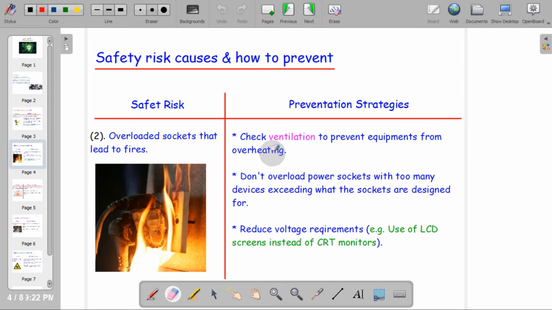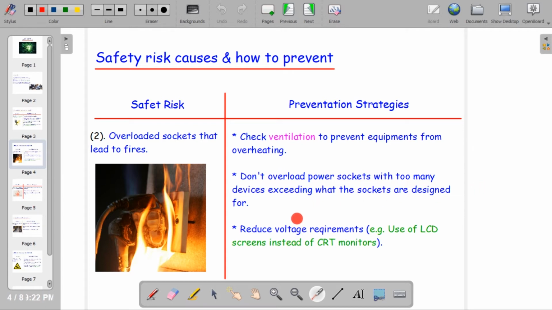Number one, always keep an eye for any kind of ventilation methods, your air conditioner, the windows open, wherever it is. Always keep the room well ventilated to prevent these equipments from overheating, because basically this fire is caused because of the overheat of the equipment, and it reaches a specific or a critical temperature and suddenly will start fire because of that. This is the first prevention strategy to avoid this safety risk.